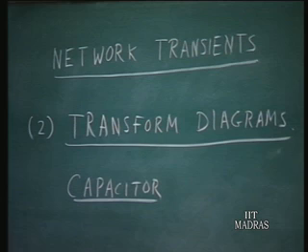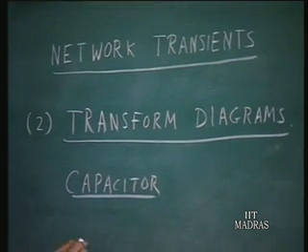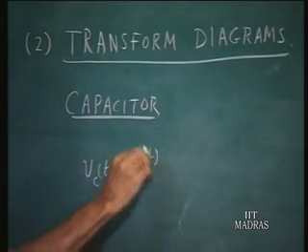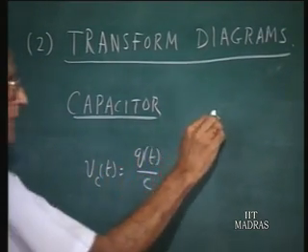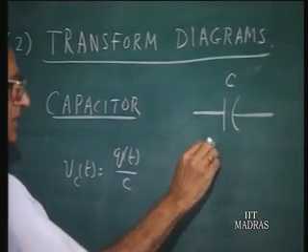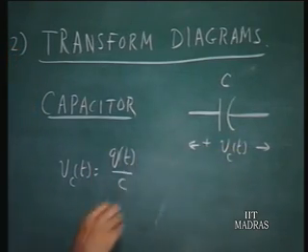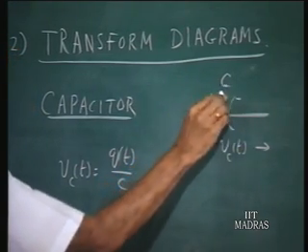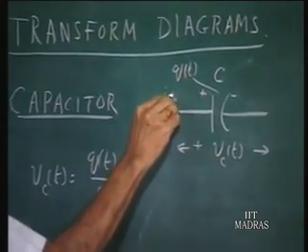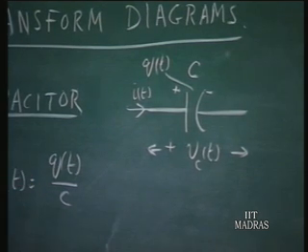We know that the terminal equations of a capacitor can be put in the form that Vc of t is Q of t over C. So if you have a capacitor here, parameter C, this is Vc of t, and the charge on the capacitor suppose is Q of t, and the current is I of t, then at any point of time Vc of t is Q of t over C.